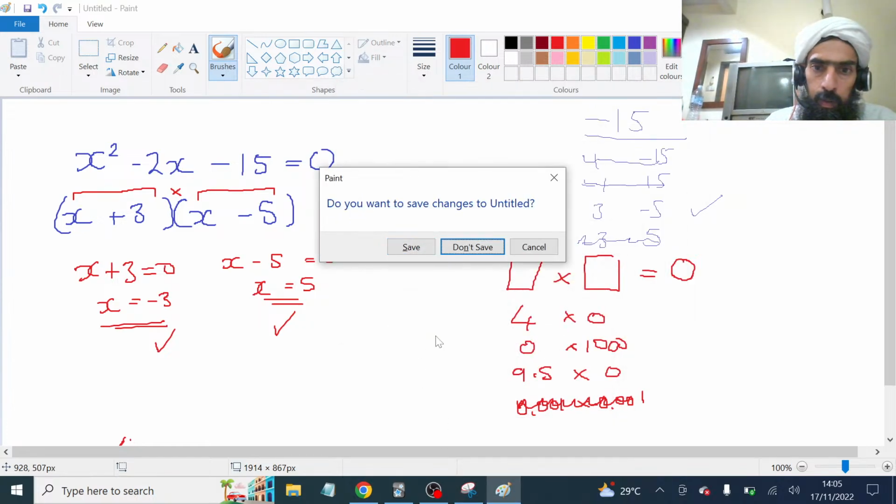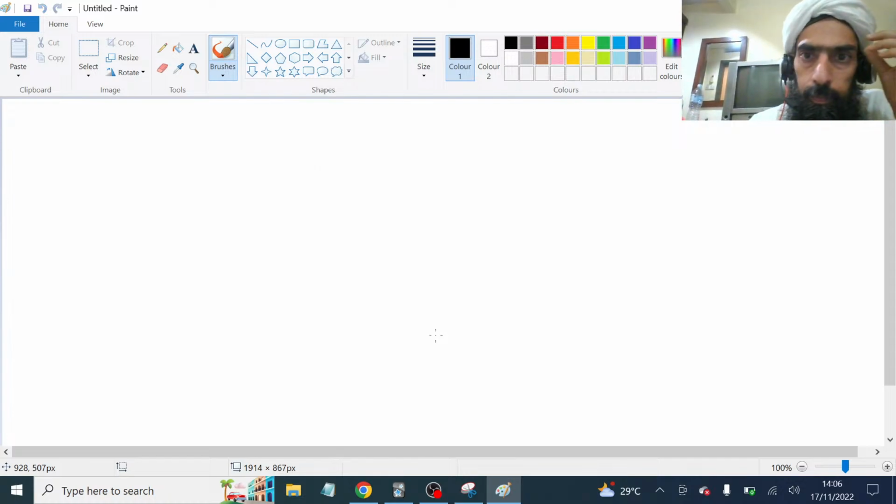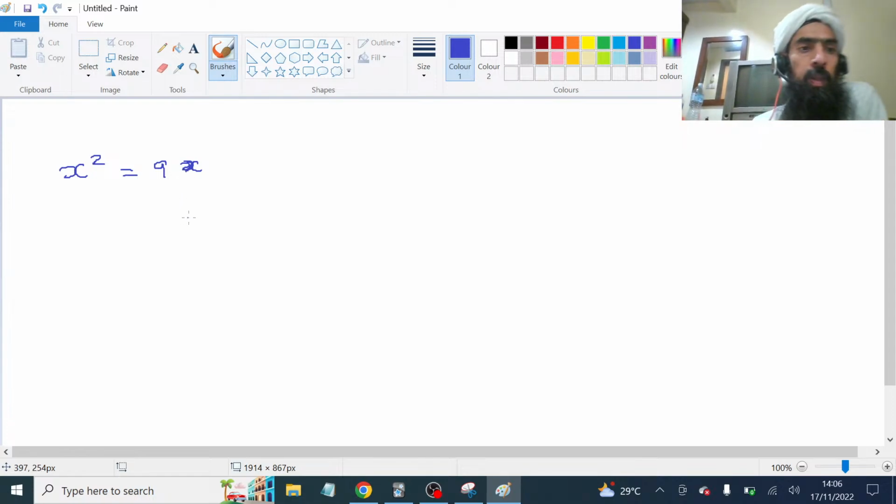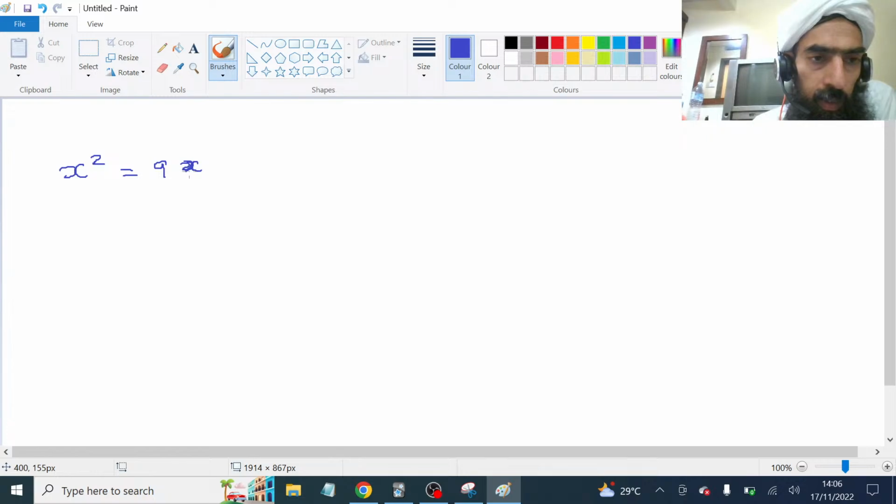X squared equals 9x. You saw in the last example how important it is to know that one of the numbers has to be 0. That only works if we're trying to make 0. Here we're trying to make 9x, so the technique can't be used yet. What we'll do is we'll take the 9x to the other side.